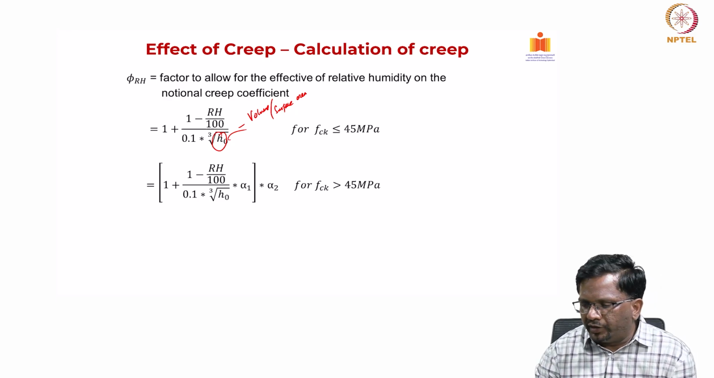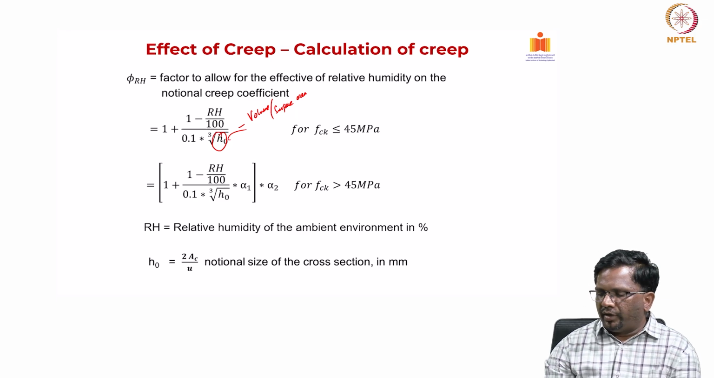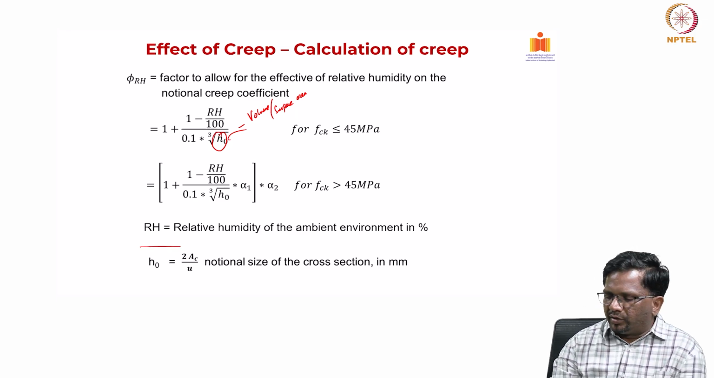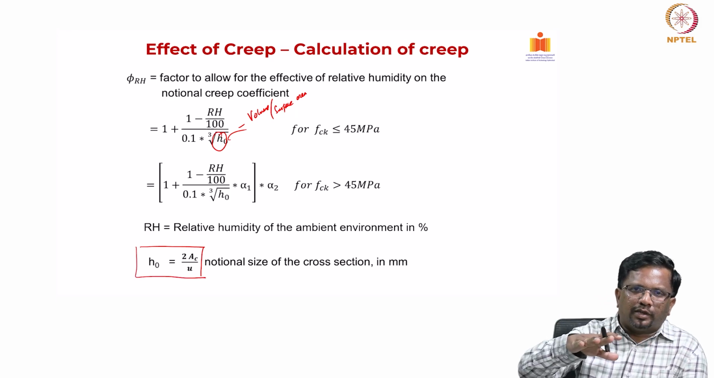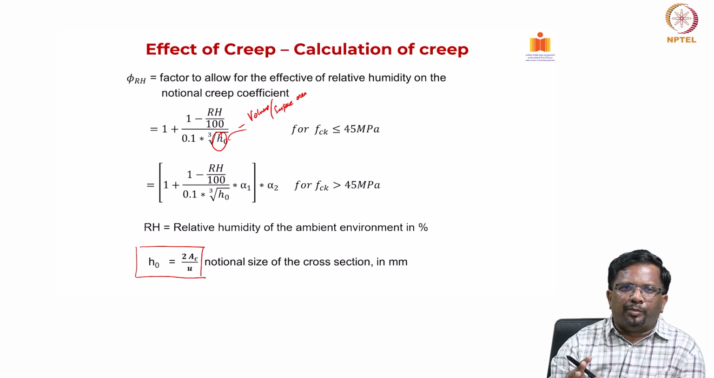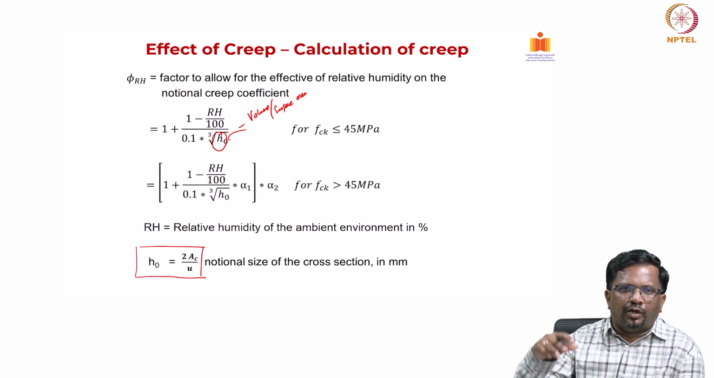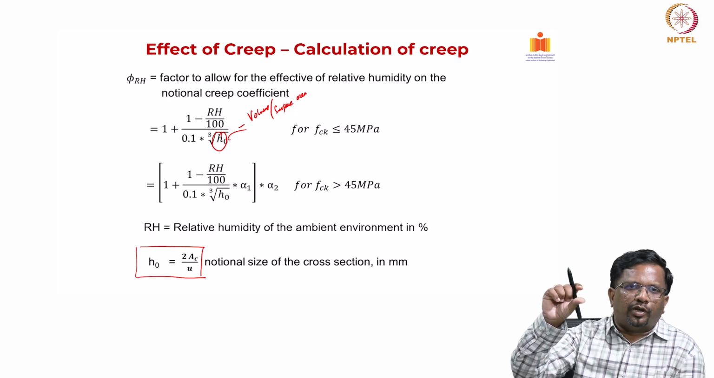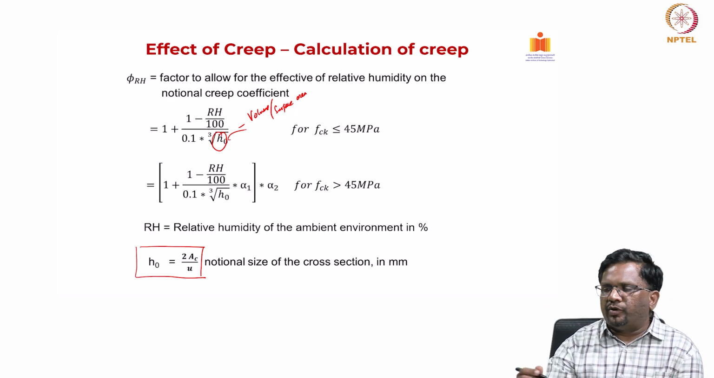Similarly, H naught we have seen, higher the value of H naught, less will be the creep, because that will have lesser surface area. Now, this is how we define H naught, which is nothing but 2 into cross sectional area by perimeter. If I take a prism and cut it, the cross section area is AC, and the perimeter is basically all the four sides which are exposed. Let us say if I take a column, the perimeter is basically the exposed surface. If I take unit length, area into unit length will give me volume, perimeter into unit length will give me the exposed area. That is the reason this H naught is a factor that accounts for volume to surface area.